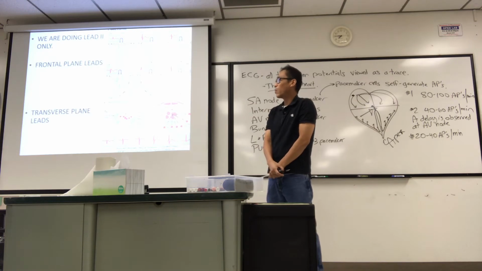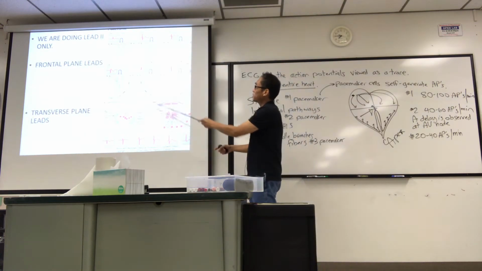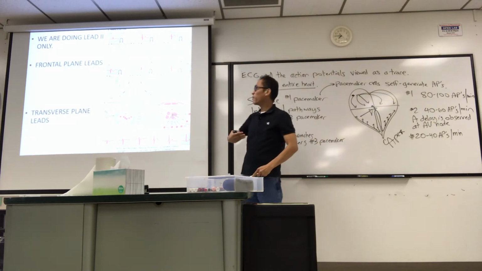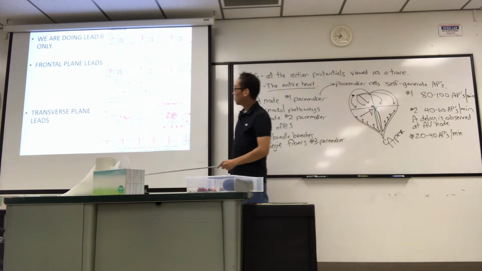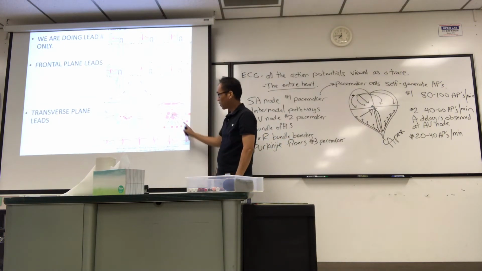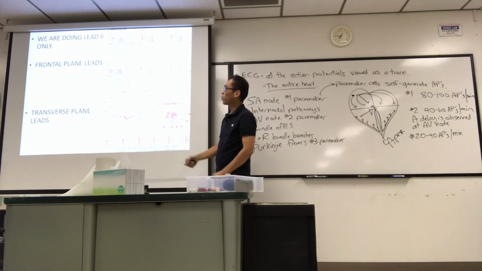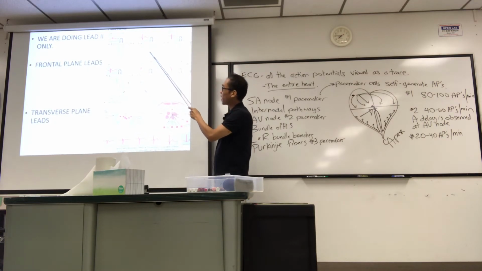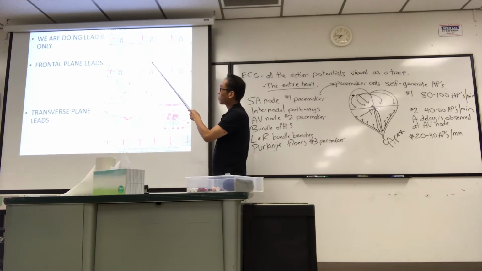So here's why we have 12 leads. 6 views. This is a frontal or coronal section, that view of the heart. These 6 with these leads here, you're getting a transverse view of the electrical activity of the heart. So again, we're doing lead 2. That's this one there. So we put an electrode there in the ankle, wrist, ankle, that's our lead.